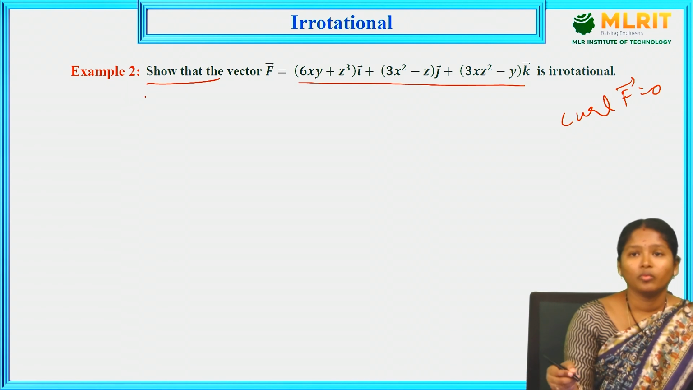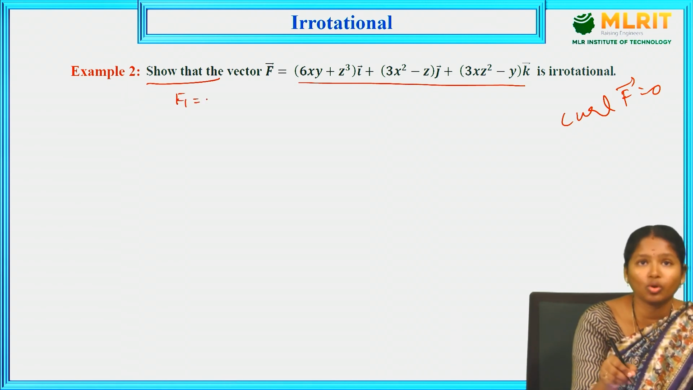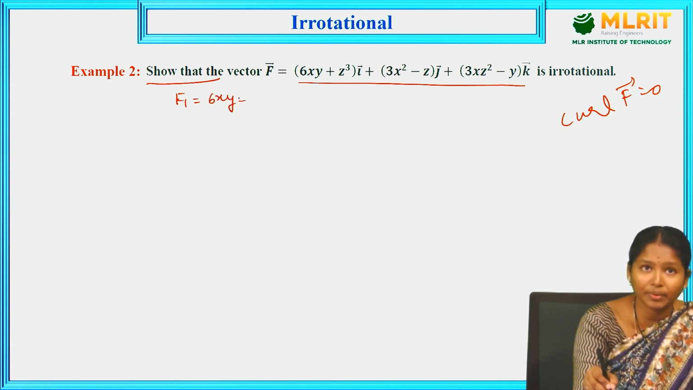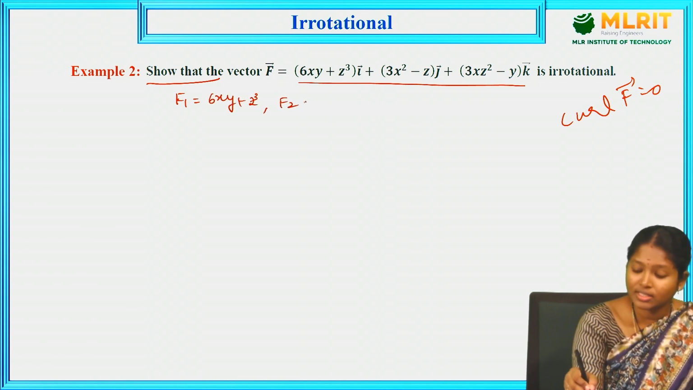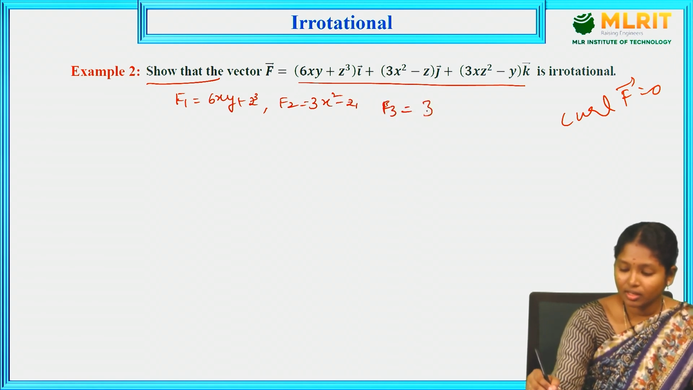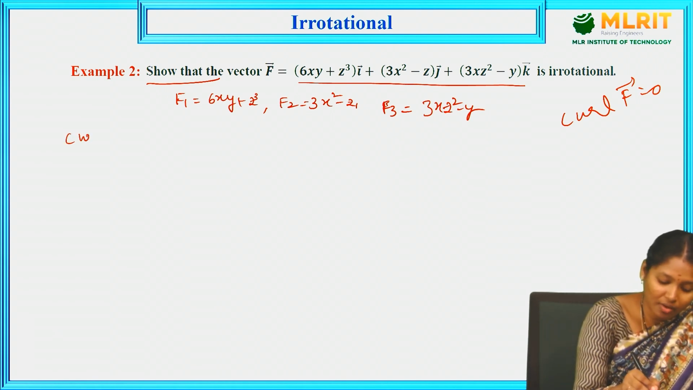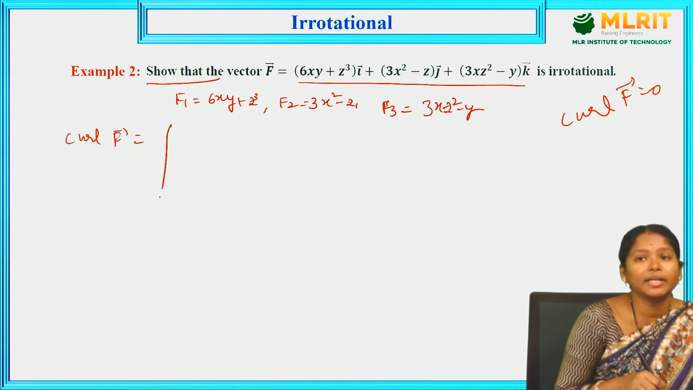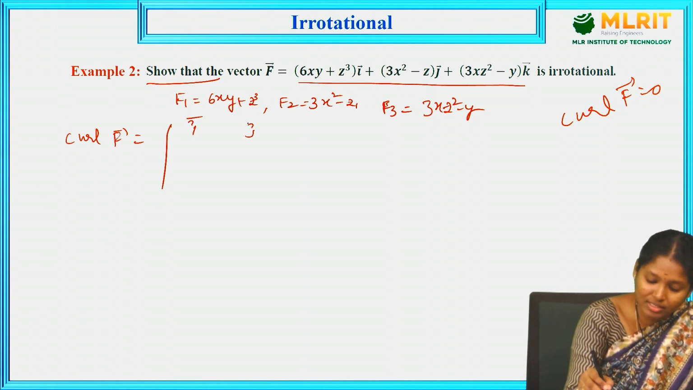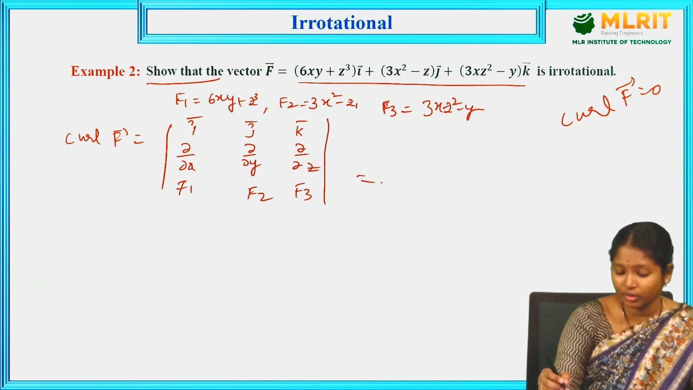So first we will find the f1, f2, f3 using the vector. So f1 is the i bar coefficient, so 6xy plus z cube. f2 is 3x square minus z. f3 is 3xz square minus y. This is given, right? So what is the formula of curl f bar? So determinant of i bar, j bar, k bar, dou by dou x, dou by dou y, dou by dou z, f1, f2, f3.